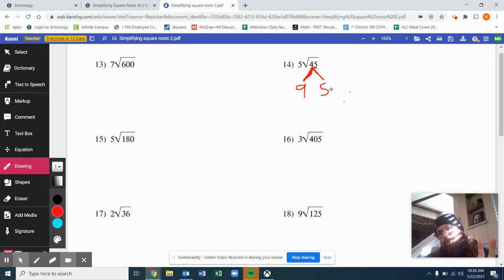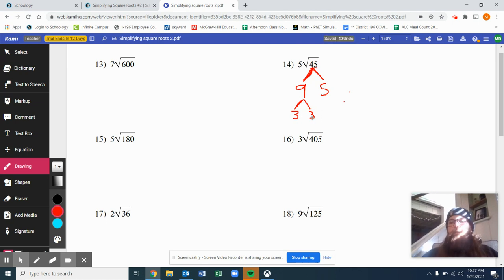So 5 is done. For 9, there's more than just 9 and 1 that can make a 9, right? There's 3 and 3. And each of these 3's I need to look at and ask, can I break those apart? The only way is a 3 and a 1. There's no other combination. So then I'm done. I've got a 3 and a 5 on the bottom of each of these trees. And so I'm going to rewrite the problem.